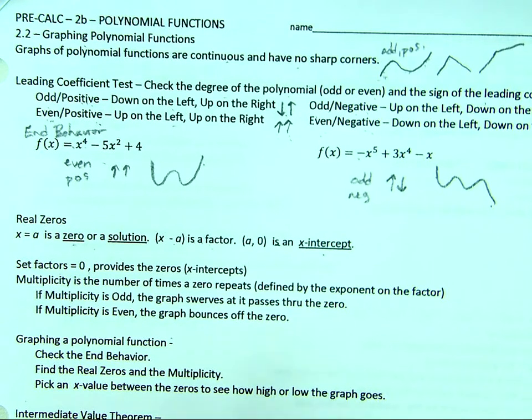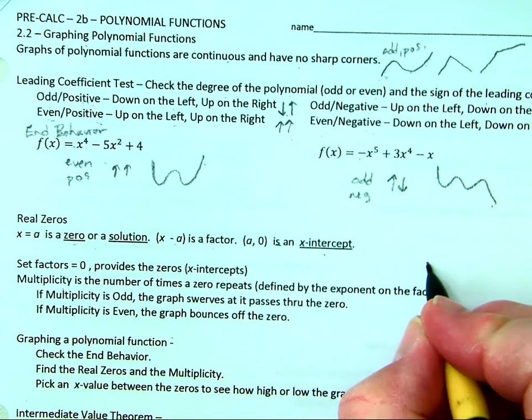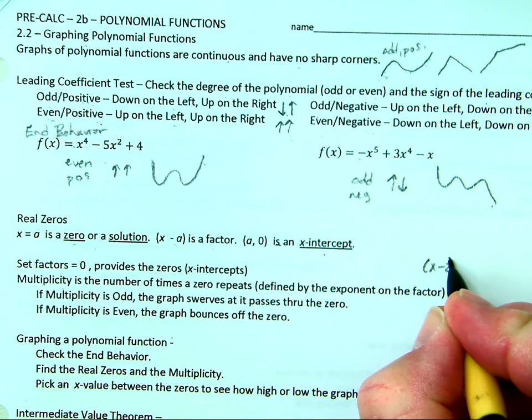Now, sometimes it'll be a factor more than once. That's called multiplicity. So like if I had, let's say I had (x − 2) cubed.